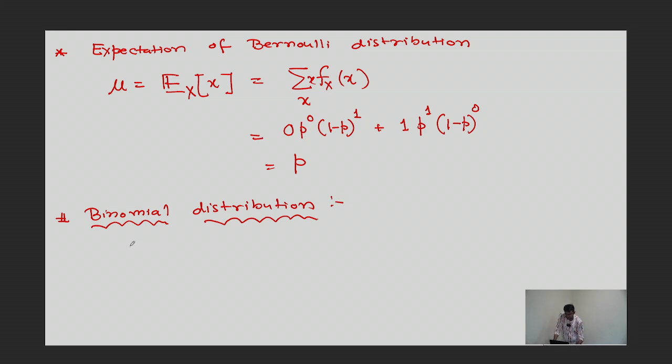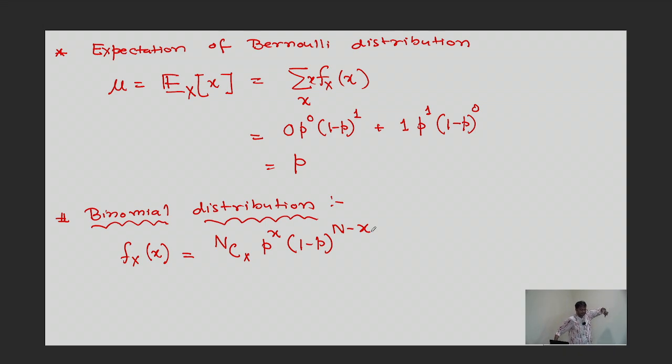And in this case, my PMF takes the following form: n choose x, p to the power x, q, which is 1 minus p, to the power n minus x, where x represents the number of successes. So x can vary from 0 to n. You can have no success, you can always succeed, and you can have anything in between. So that is the binomial distribution.